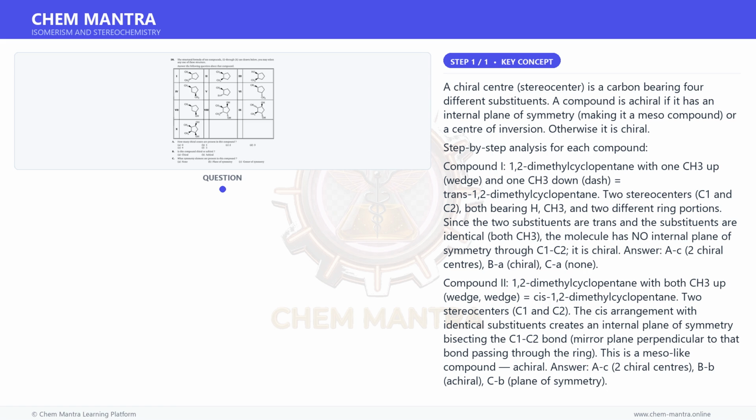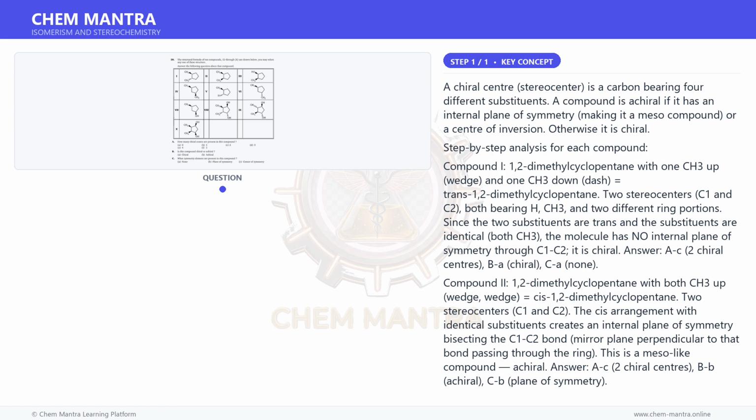Compound 3: cyclopentane with HO on wedge and CH3 on wedge is equal to cis-2-methylcyclopentan-1-ol. Two different substituents, O and CH3, at C1 and C2, both up. The two ring carbons bear different groups, O versus CH3, so no internal symmetry plane through those carbons. The molecule is chiral. Answer: A, C, two chiral centers; B, A, chiral; C, A, none.